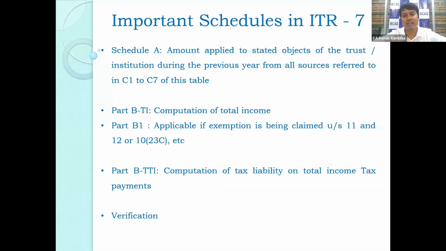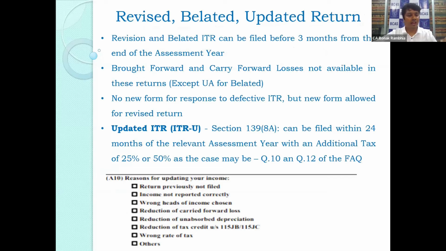Here in ITR 7, trustees or the authorized persons can verify it through Aadhaar OTP, or by sending it to CPC, or through DSC if available. It is not mandatory for all the trustees to have a digital signature in case of trusts. So I think this is for the ITR 7.